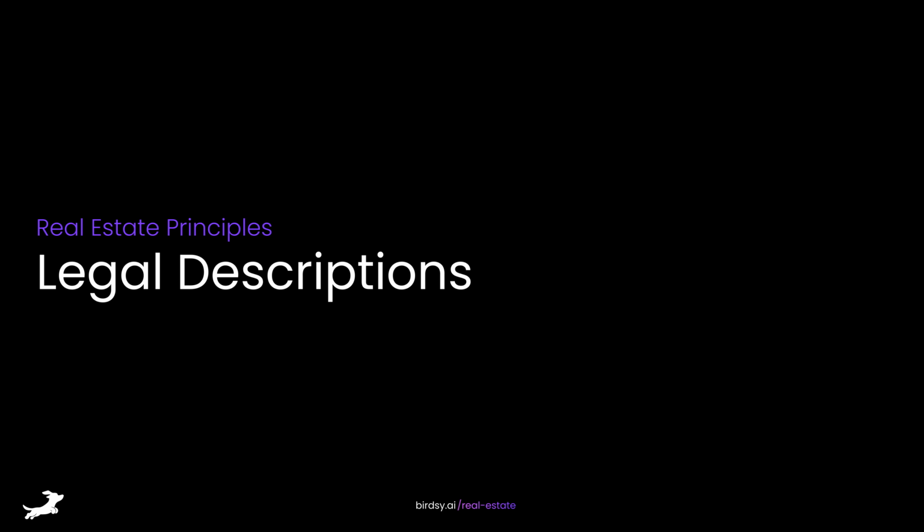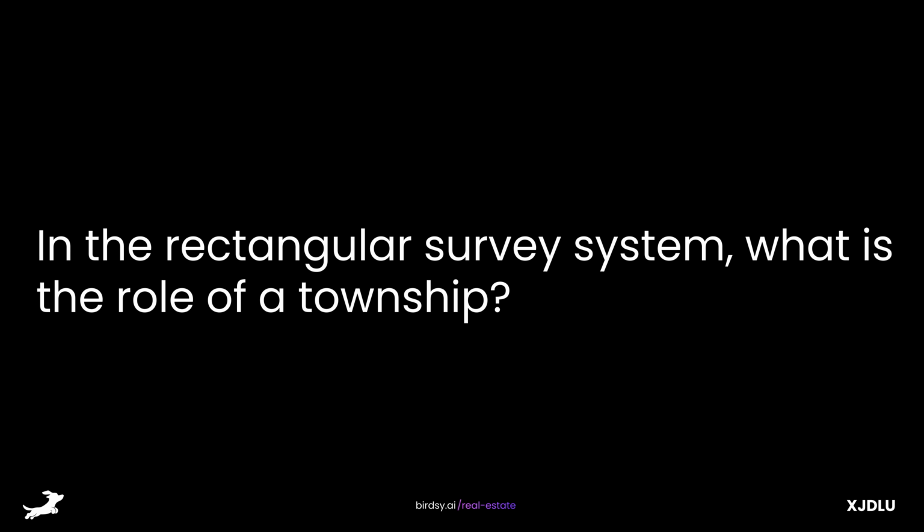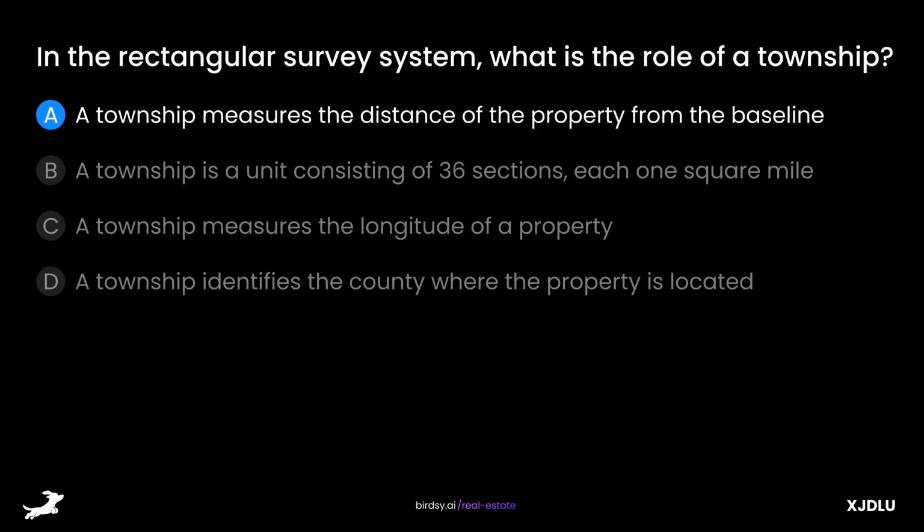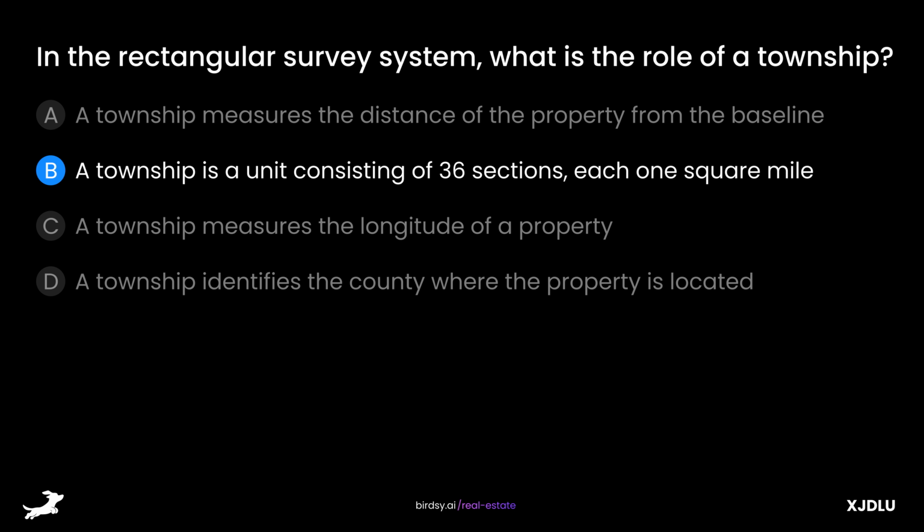Legal descriptions. In the rectangular survey system, what is the role of a township? Is it A, a township measures the distance of the property from the baseline? B, a township is a unit consisting of 36 sections, each 1 square mile?